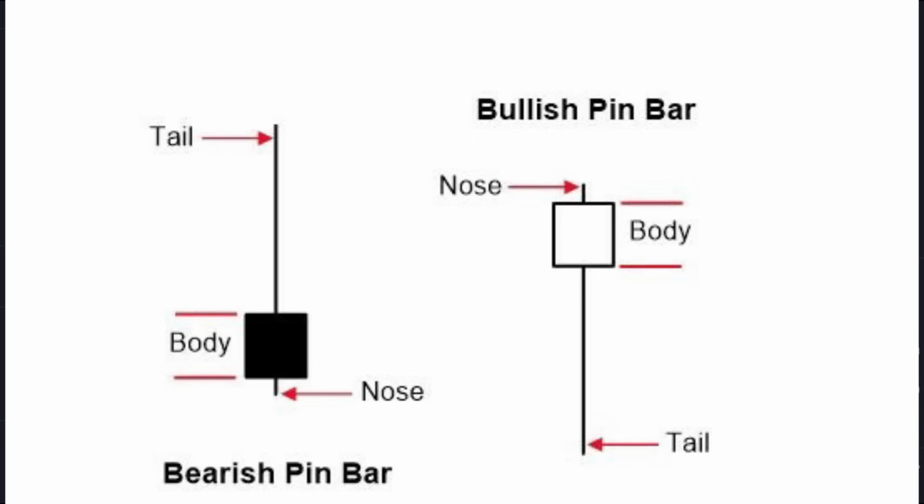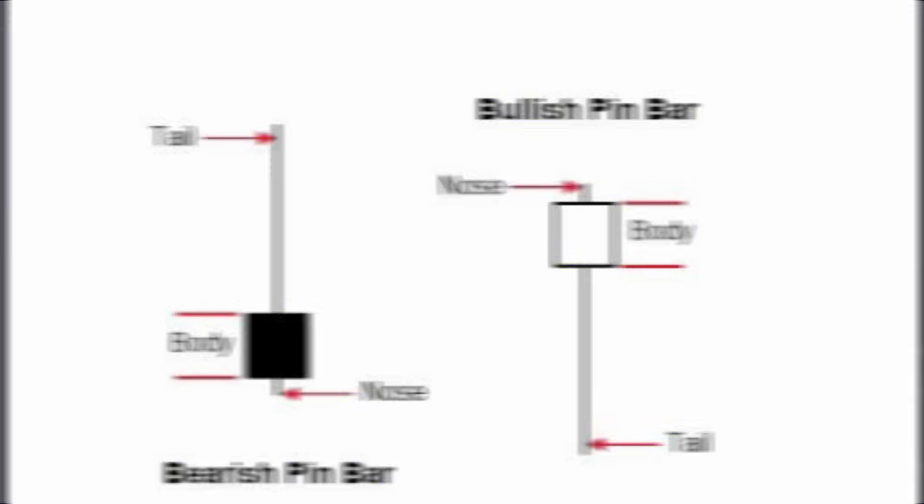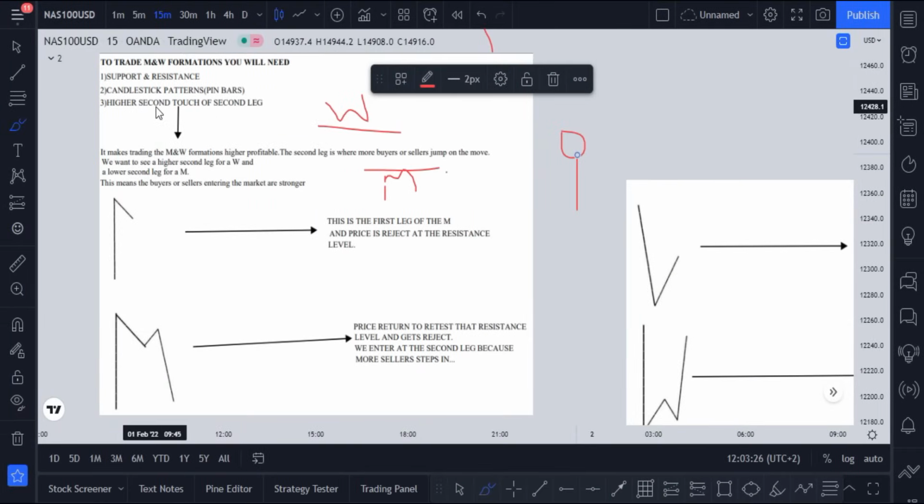So that is why we also make use of those, but you can also make use of other reversal patterns, such as the bullish engulfing, bearish engulfing, those different candlestick patterns that you can take a look at. And then the third thing that you can implement when you're looking for these M and W formations is the higher second touch of the second leg, right? So the closer the second leg is to the first leg, the more profitable that formation is. These three extra things that you need to look at make trading M and W formations much more profitable.